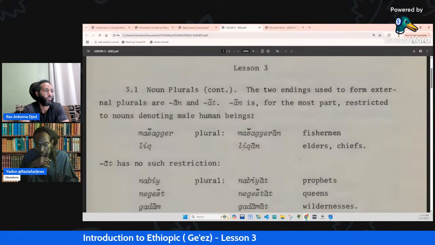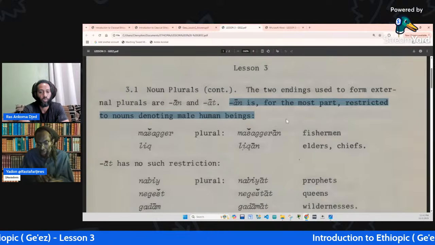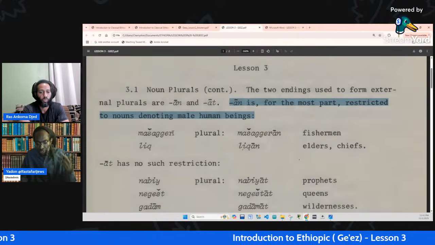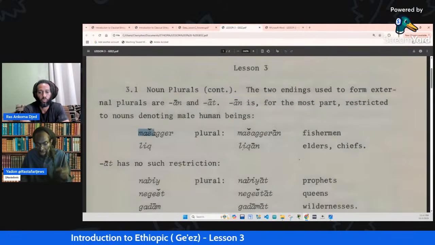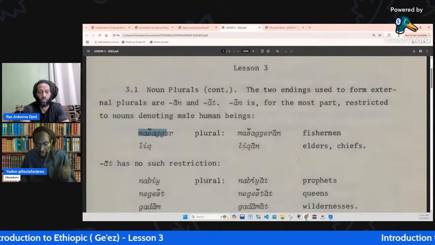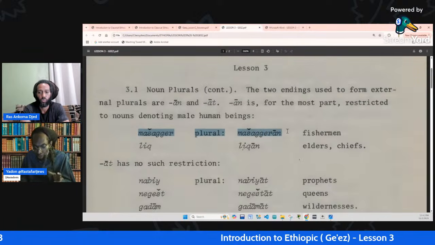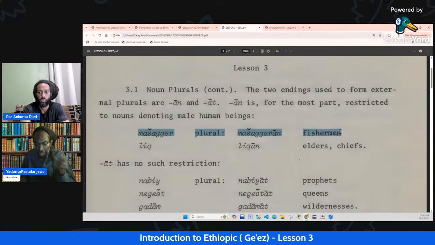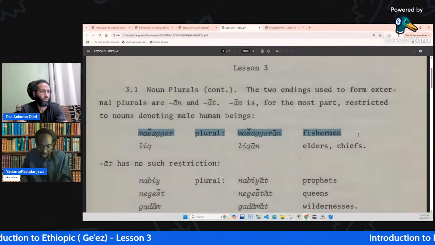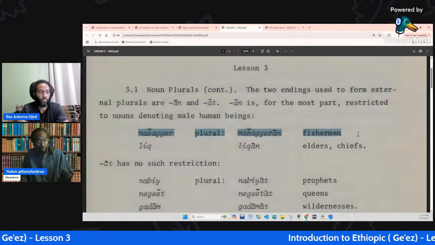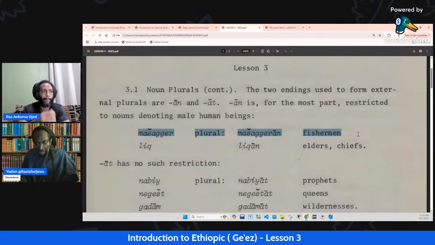For example, there's Mesheger, right? Mesheger is like a fisherman, one. Plural, in the plural sense, is Meshegeran. So the Meshegeran are fishermen. Mesheger is a fisherman, one, and Meshegeran is like many, right?